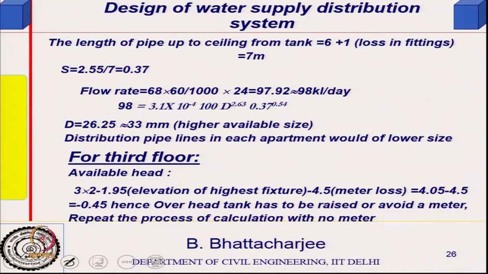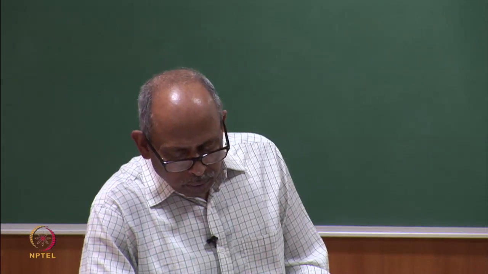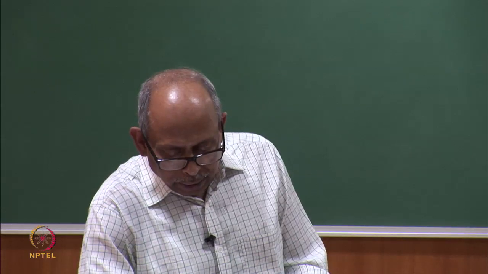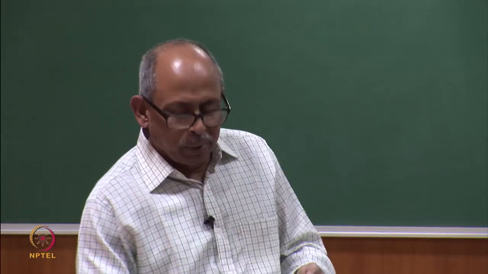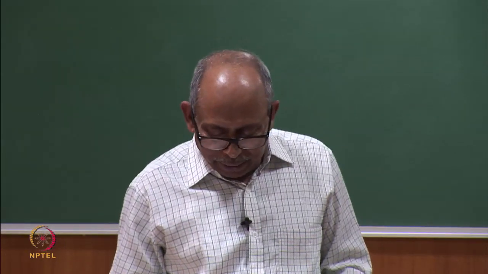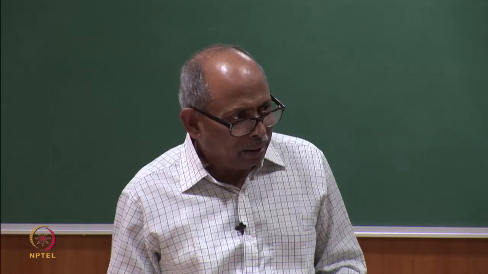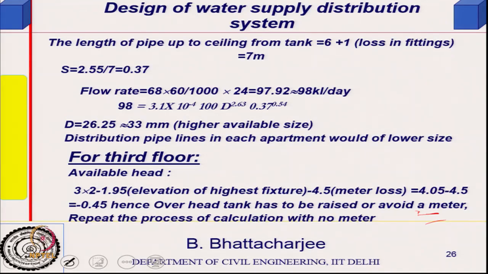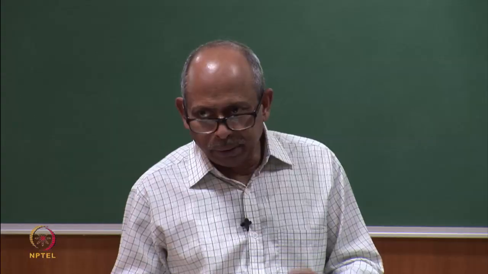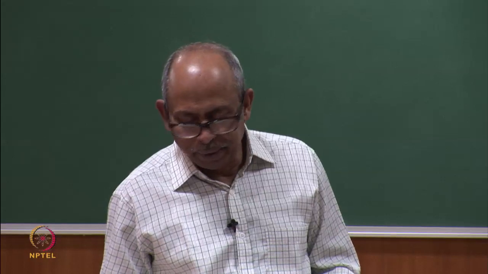Sir, in the third floor it is saying that since the available head is minus 0.45, what are we going to do in that case? Hence, the overhead tank has to be raised by about a meter. I am just showing you the calculation procedure, but in the third floor you have to raise it, otherwise water is not going to come to the third floor itself. So the overhead tank has to be raised, or avoid the meter, that 4.5 meter loss in the meter. If there is no meter you can calculate or raise the head and calculate and so on. So repeat this process, this is the procedure.